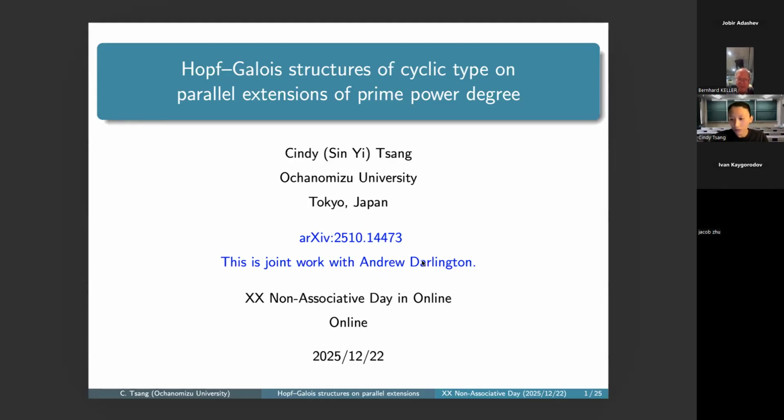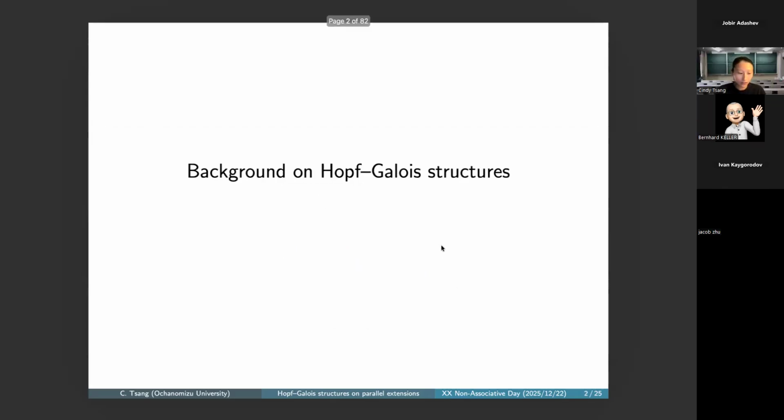So the title says Hopf Galois structures. The motivation comes from Hopf Galois theory, but actually the tools that we used are purely group theoretic. If you look in our paper, it's all group theory, but the motivation is from Hopf Galois theory. So just to start, let me give some background on Hopf Galois structures before going to the group theoretic part.